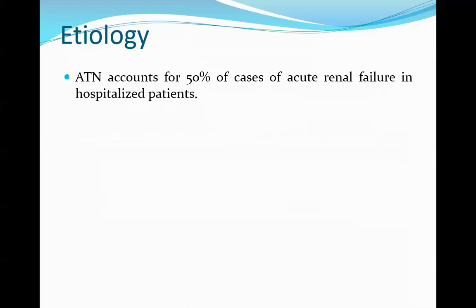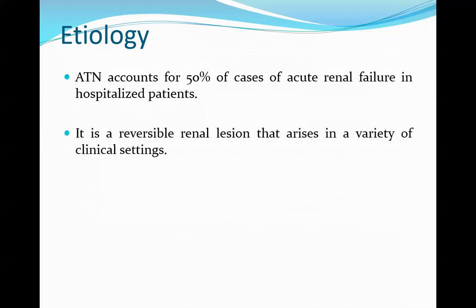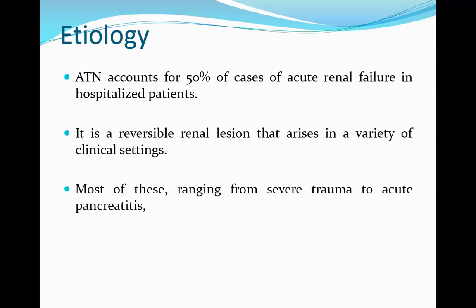And you know that ATN accounts for 50% of the cases of acute renal failure in hospitalized patients. Those who have been hospitalized usually show 50% of acute tubular injury. It is reversible, as you all know, and arises in a variety of clinical settings, multiple ones. The most important one is ranging from severe trauma to acute pancreatitis. This acute pancreatitis is a very, very painful condition, right?